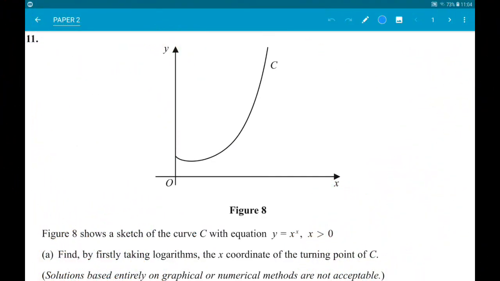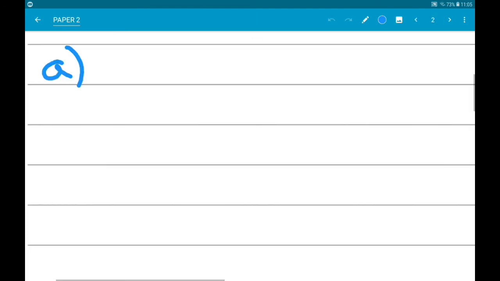So here we have the curve y is x to the x for x greater than 0. Part A, find by first taking logarithms the x-coordinate of the turning point of C. Alright, so y is x to the x.